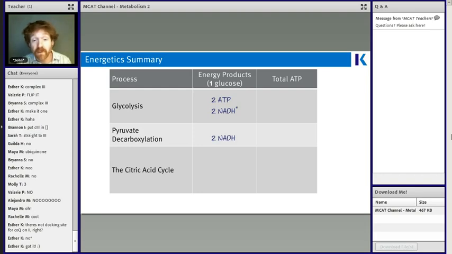That's where we have the little asterisk there, and I'll get into that. That's the different types of shuttles. Pyruvate decarboxylation, we create, of course, two NADHs. And why don't you guys tell me? So in the citric acid cycle, what do we make?